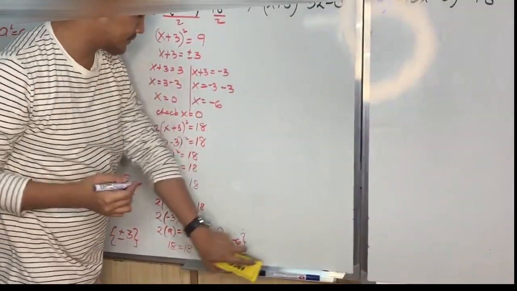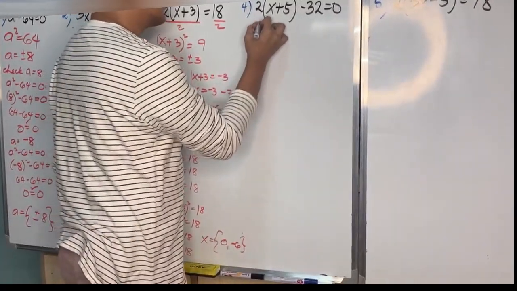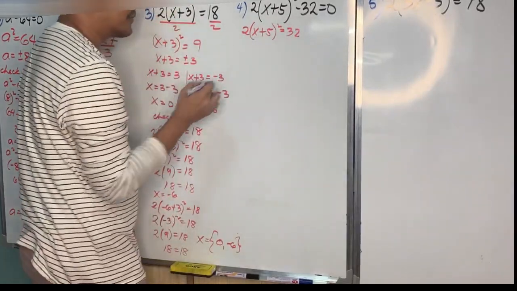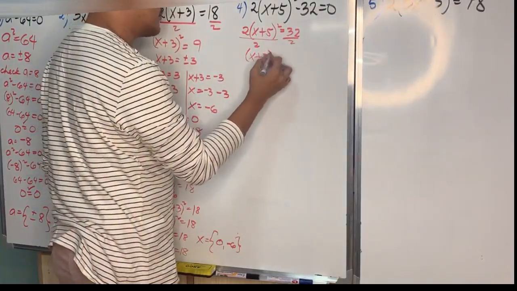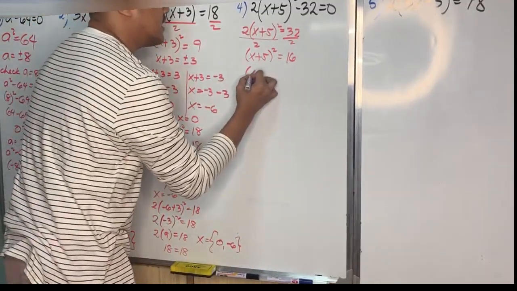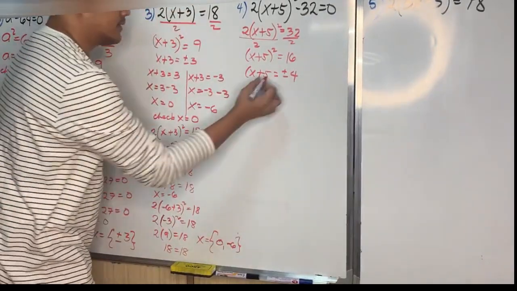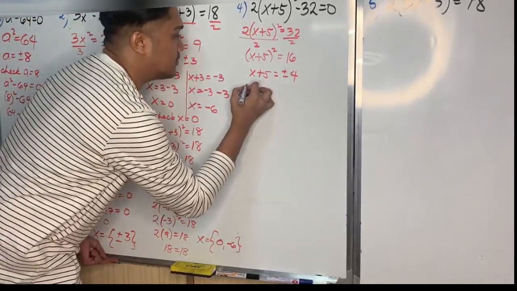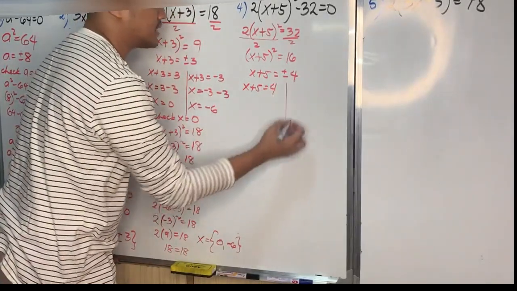Number 4. Lipat natin yung 32. 2 times x plus 5 squared is equal to 32. Divide both sides by 2. Magiging x plus 5 squared is equal to 16. Square root 16. X plus 5 is equal to positive negative 4. Okay? Ngayon, solve for x na positive 4 yung isa, tapos negative 4 naman.